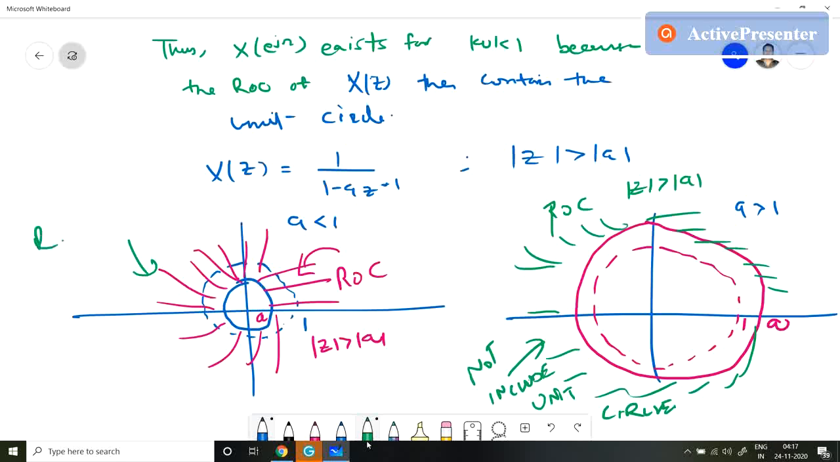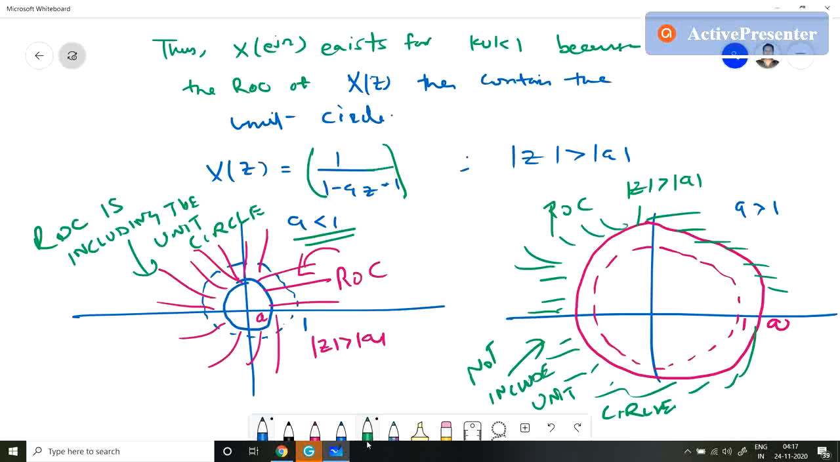Here the ROC is including the unit circle, and here the ROC is not including the unit circle. It means that for a greater than 1, this ROC is not including the unit circle, and for a less than 1, the ROC is including the unit circle. So for a less than 1, the discrete time Fourier transform is possible from the Z transform.